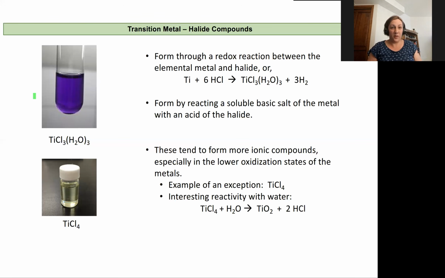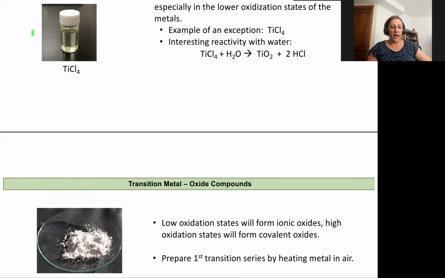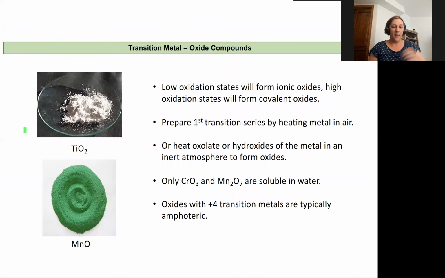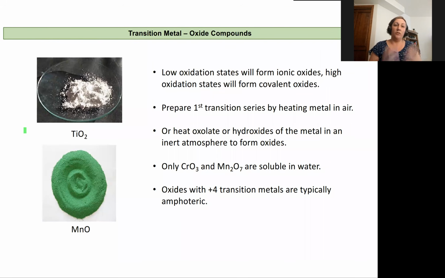So those are our transition metal halide compounds. Looking at our oxides now, again, we see this trend of lower oxidation states will form ionic oxides that have an O2- ionically bonded to that transition metal, and that our higher oxidation states are going to form those covalent oxide compounds instead, like we saw with that manganese oxide that was covalent. Another one is chromium oxide as well.